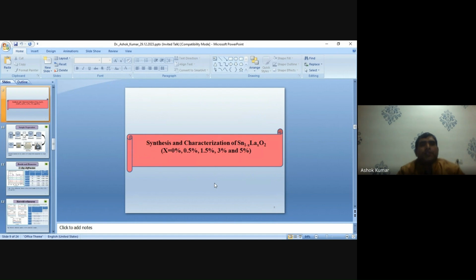So based upon this, I have selected SnO2 nanoparticles and doped them with lanthanum ion, and we have prepared a series of lanthanum-doped tin oxide nanoparticles with 0, 0.5, 1.5, and 5%.